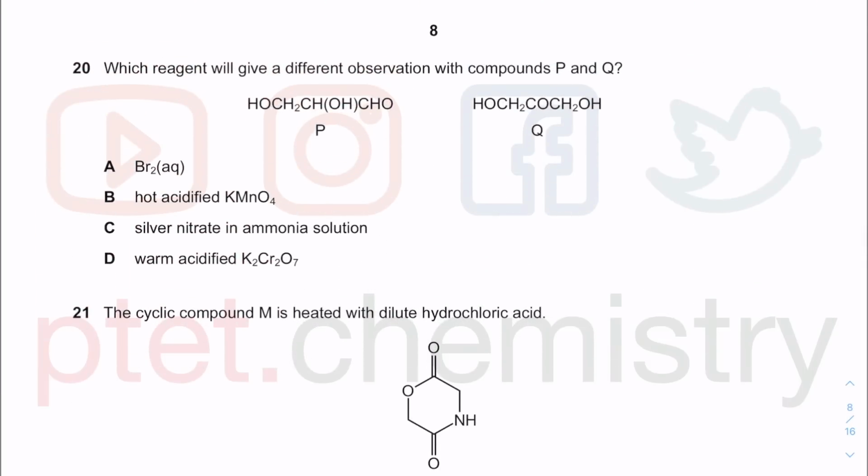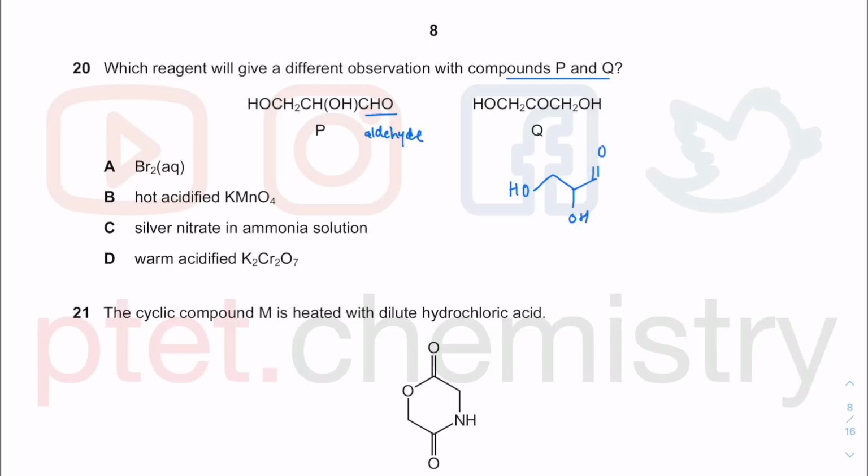Question 20. Which reagent will give you a different observation with the two compounds P and Q? If I were you, I would always try and draw the skeletal formula because I want to see what is happening. So I'm here: HO, CH2, a carbon with four bonds, 1, 2, so there are 2 hydrogens. Carbon with four bonds, there is only 1 hydrogen, there is 1 OH, and there's a CHO there, which is characteristic of an aldehyde structural formula.